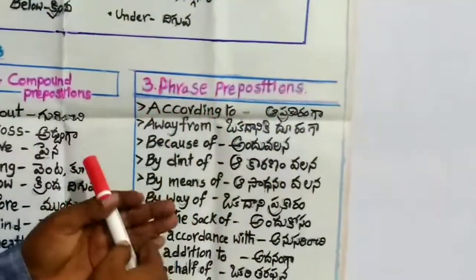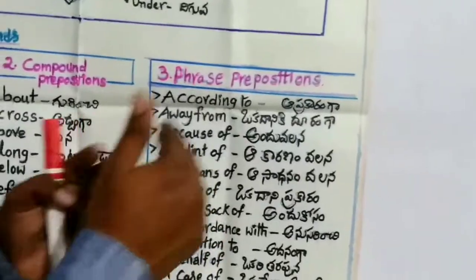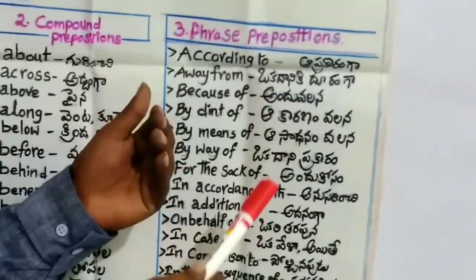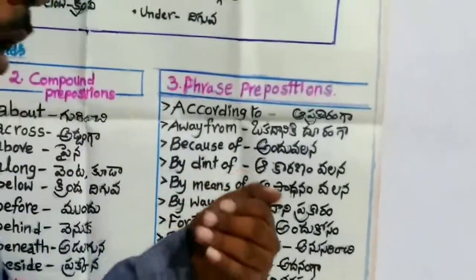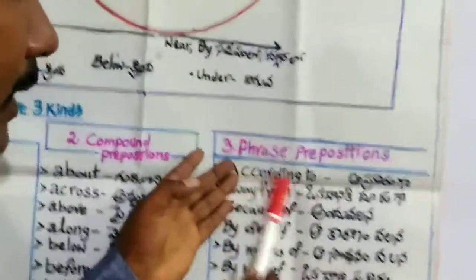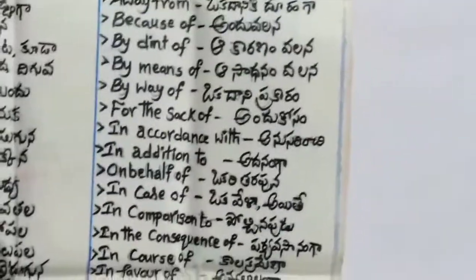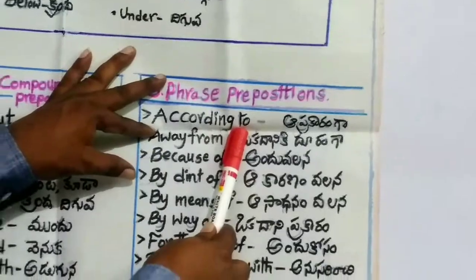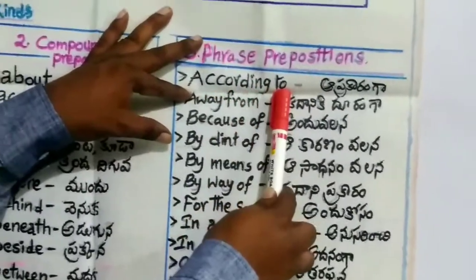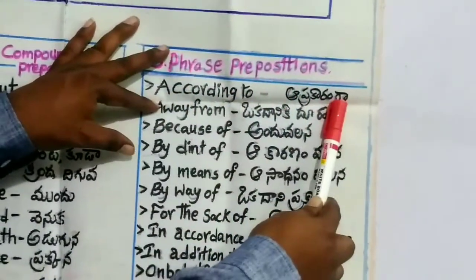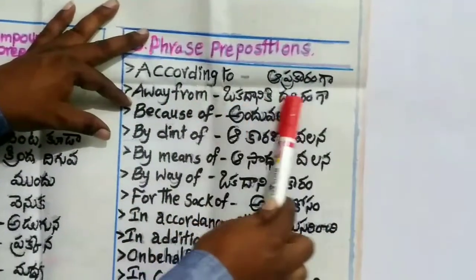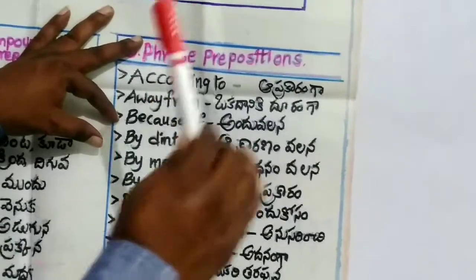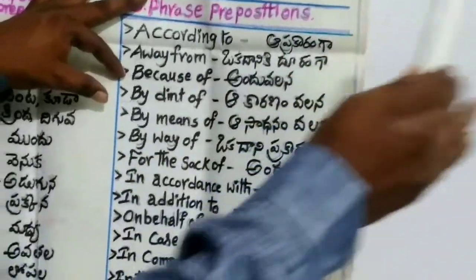Phrase prepositions, this is the combination of 2 or 3 words, according to, you know, I always follow according to my knowledge. So this usage is very important, friends. Phrase prepositions, according to, I always follow according to my knowledge, according to దాని ప్రకారంగా, ఆ ప్రకారంగా, away from ఒకదానికి దూరంగా, because of అందువలన. So she got first rank because of her hard work.